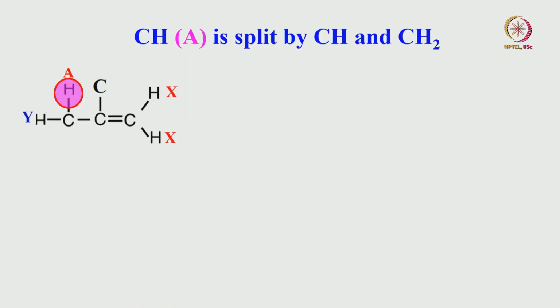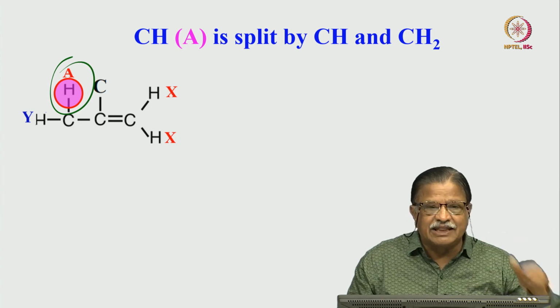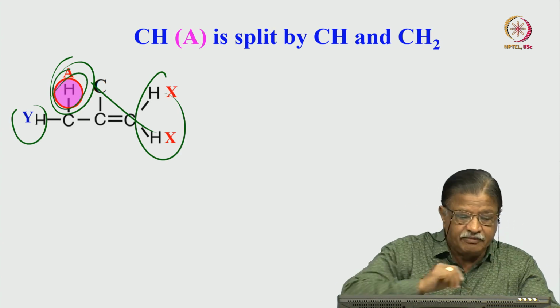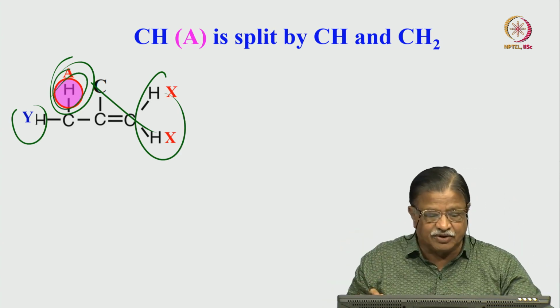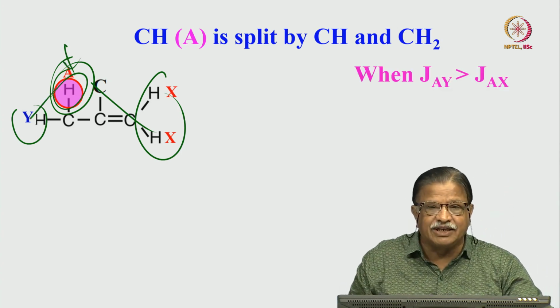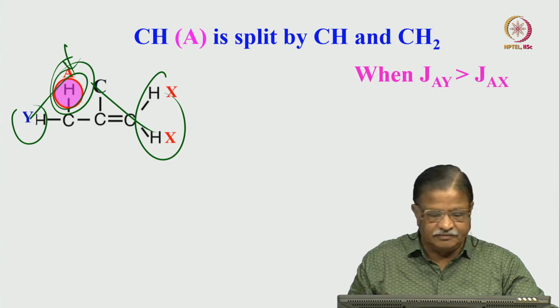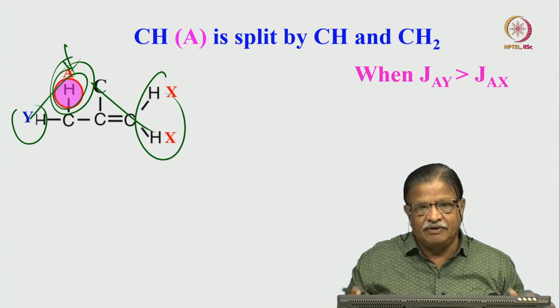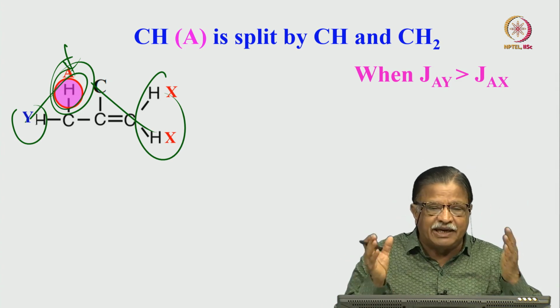For example, I will consider a CH proton here which is marked here, which is split by, let us say, CH and CH2. Now the question is, we have to put some condition about the coupling here. What is the strength of the coupling? If A is coupled to Y, A is also coupled to X, because I am looking at A. Of course, I can look at X and Y also, that is a different question. A has a coupling with Y and also with X, and I put a condition that JAY is greater than JAX. In which case, what type of splitting are we going to see?